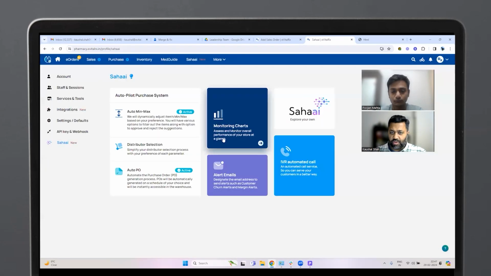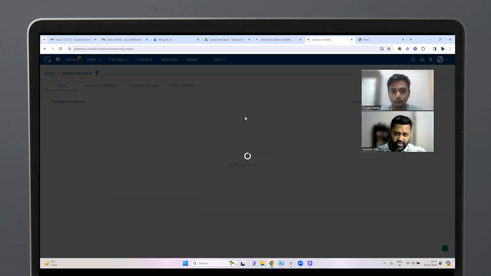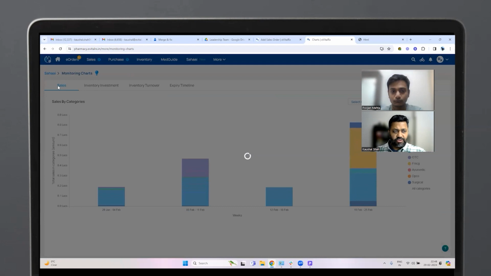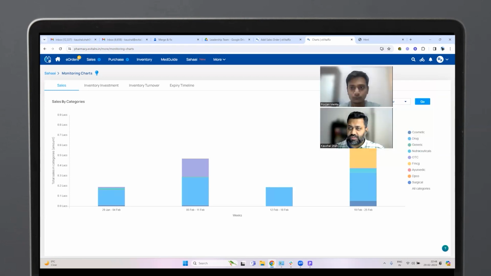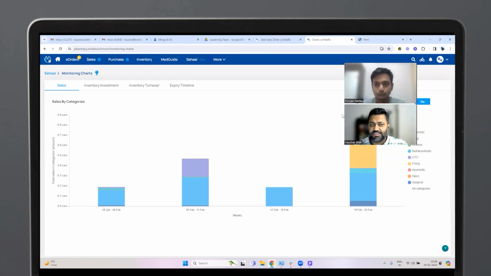Charts, but there's something called monitoring charts. So if you click on monitoring charts, you can see there are a few chart tabs up there. And one of the things we wanted to do, because everything we have seen in our experience is very table driven, very downloads driven. People want to download those things and put it into Excel and things.